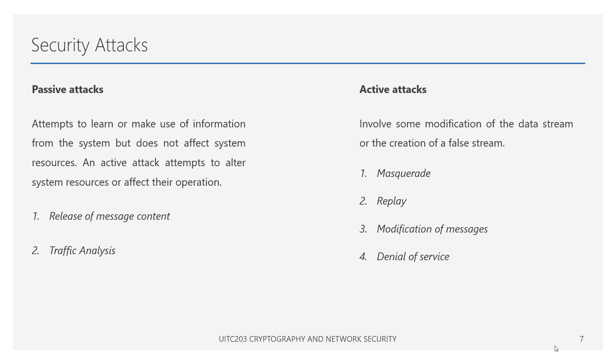On the other hand, active attacks directly have their hand over the resources or affect the operations related to the resource of interest, which may result in modification of the data stream or crafting of a false data stream, which may almost resemble the original data stream. Release of message content and traffic analysis are examples of passive attacks. Masquerading, replay, modification, and denial of service are examples of active attacks. The illustrations of the examples mentioned here are discussed in the forthcoming slides.